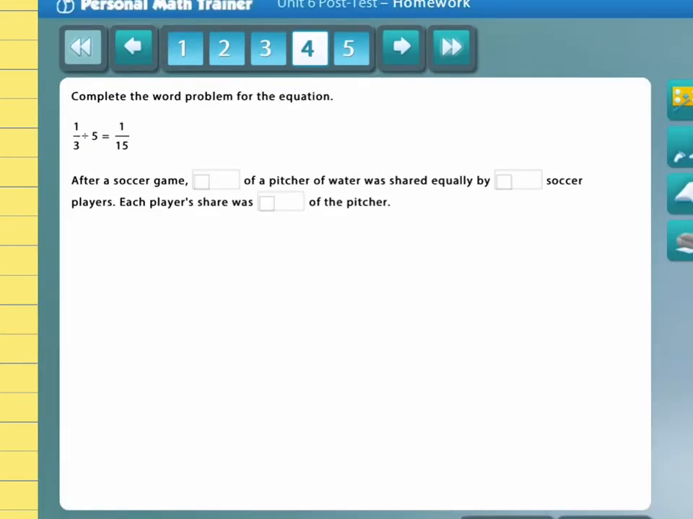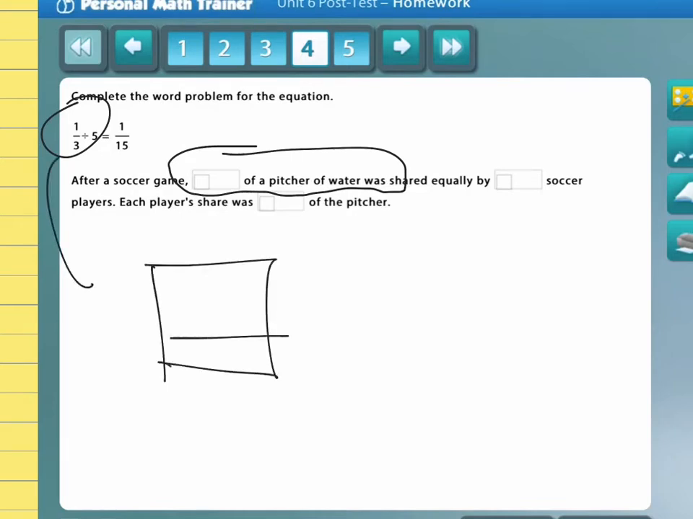Unpack problem number 4. You have 1/3 of something. You're going to split it into 5 parts. So each part is 1/15. After a soccer game, how much of a pitcher of water is shared? So you have to know the dividend here. The dividend is 1/3. So you have a pitcher of water and 1/3 of it is left. That 1/3 goes there and it's shared by 5 people. So we are going to split that into 5 groups. So that's divided by 5.